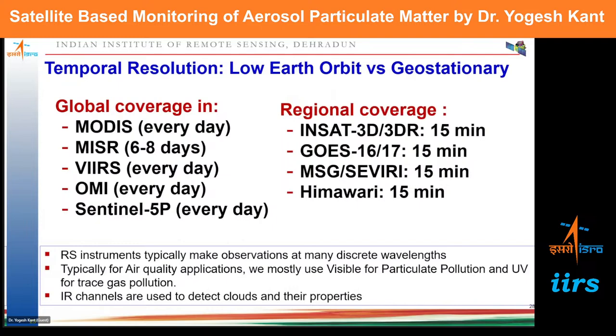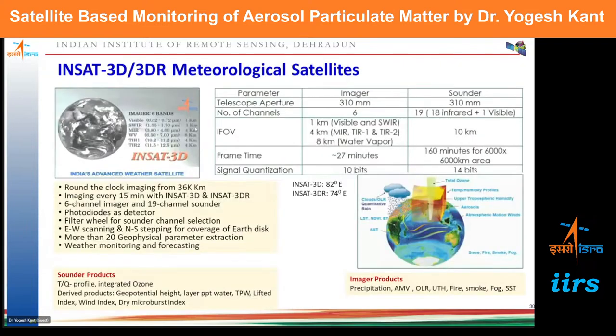The US has the GOES program, MSG or the METEOSAT program, or SEVIRI, is the European satellite program, and Himawari is the Japanese program. So these are some details of INSAT-3D. It has an imager as well as a sounder.